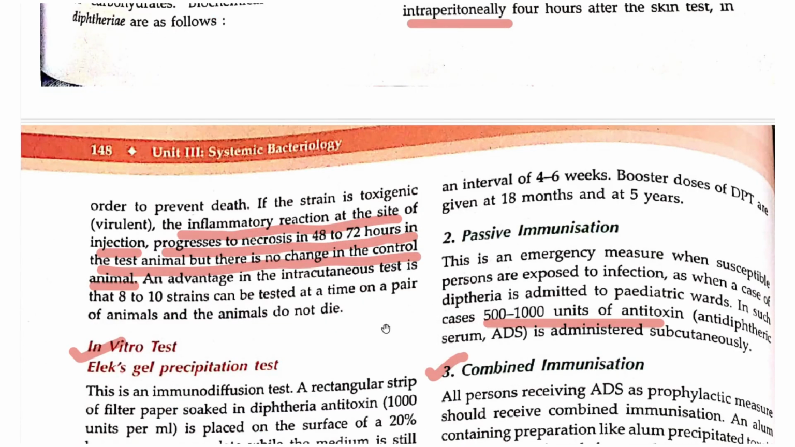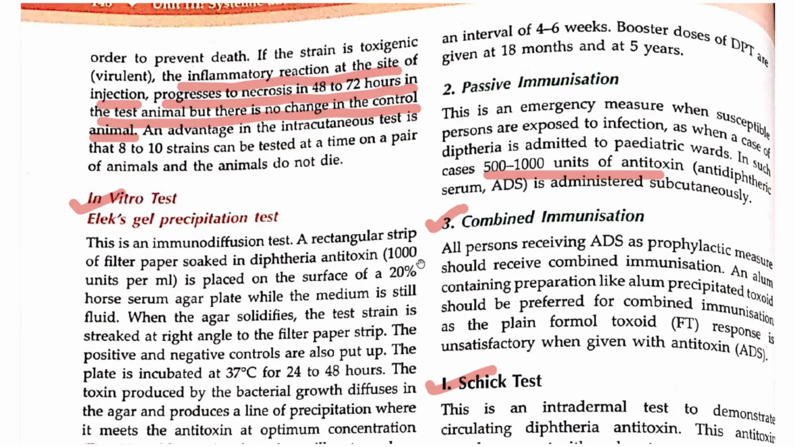So in this, what are the results? If the strain is toxigenic, the inflammatory reaction at the site of injection progresses to necrosis in 40 to 72 hours in the test animal, but there is no change in the control animal. So these are the 2 different types of tests. Now we move on to the in vitro test. So those were the in vivo.